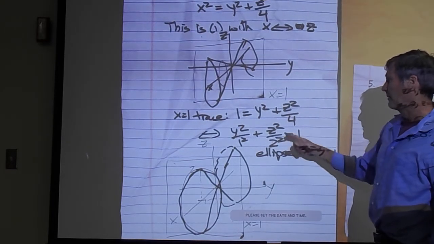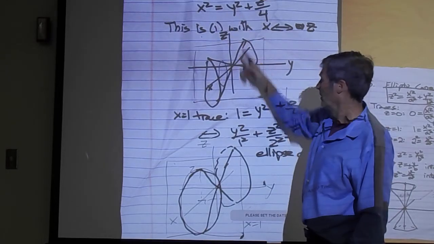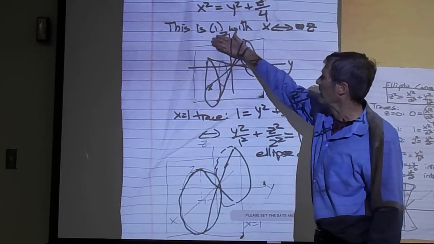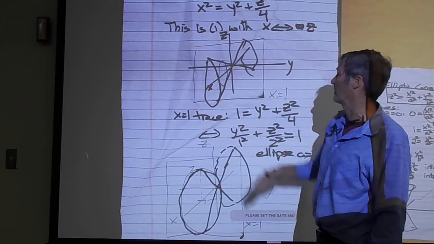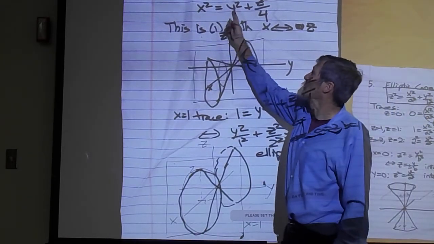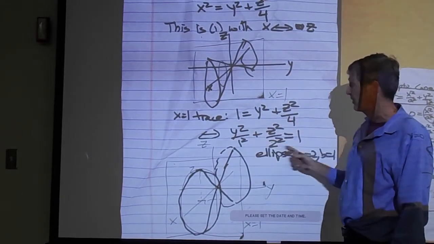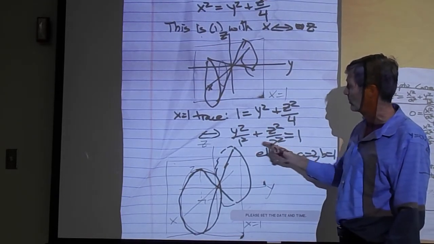Equals 1. And when you put x equals 1, say, to get the trace out here in this x equals 1 plane parallel to the paper, you've got 1 equals y squared plus z squared over 4. And recognize this is an ellipse in the yz plane with semi-axes 2 and 1.